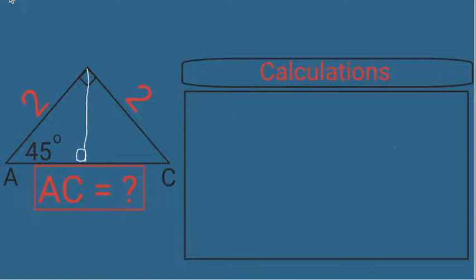Right, so let's choose the trigonometric function. So the 2 is the hypotenuse, and the base is half of AC, which is the adjacent. So if we have the adjacent and hypotenuse, we can choose the cosine function. Therefore, we can say that the cos of A is equal to the adjacent over the hypotenuse.